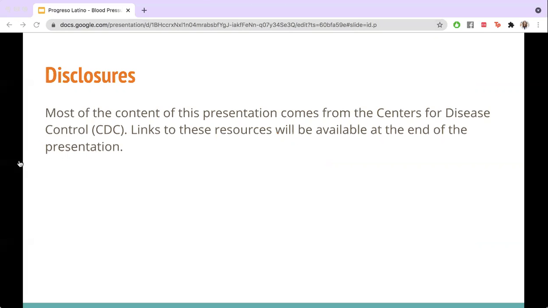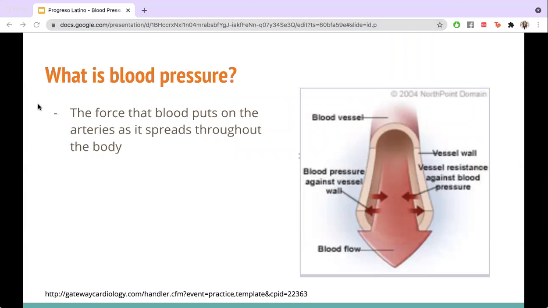So to start off, what is blood pressure? Blood pressure is the force that blood puts on the arteries as it spreads throughout the body. So here you can see this blood vessel, and this arrow here is representing blood moving throughout the body. As blood moves throughout the body, it puts a force or pressure against the wall here, which is represented by this arrow.